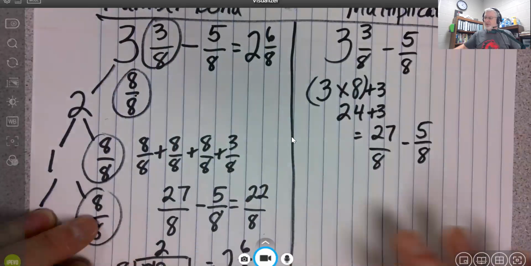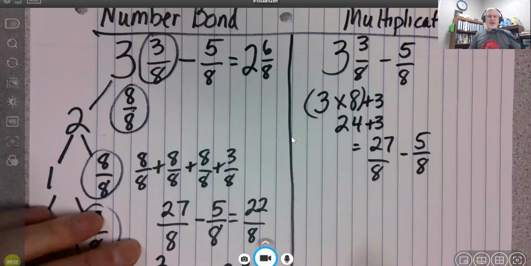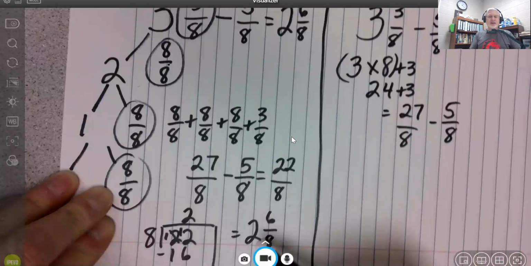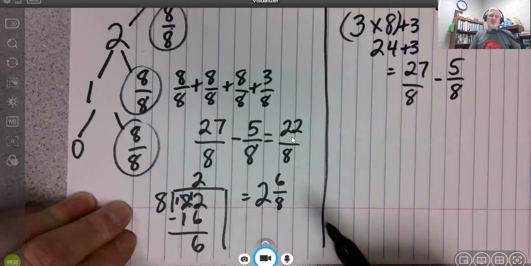So I gave you 3 examples of how to take a mixed number and make it into an improper fraction. And then at the end, we had to take an improper fraction and make it into a mixed number. So we actually used two different skills today. So I hope this helps.